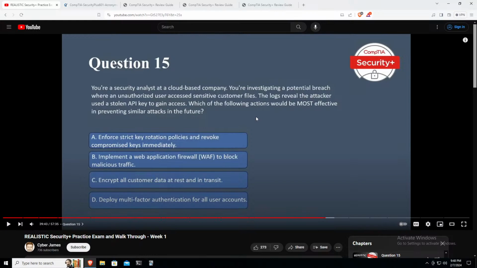Okay, so let's reread the question. Security analyst at a cloud-based company. You're investigating a potential breach, right? So we don't know if it is or not, where an unauthorized user accessed customer files. The log reveals the attacker. So now this is what we see as the analysts. The log reveals the attacker used a stolen API key to gain access. Okay, so this has been confirmed. Which of the following actions would be most effective in preventing similar attacks in the future?